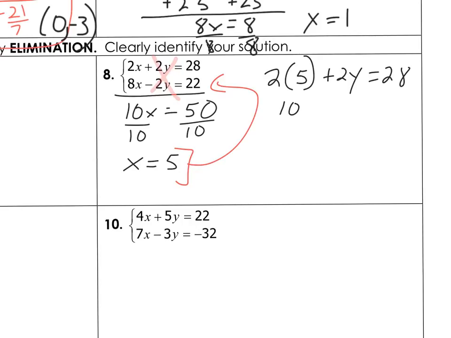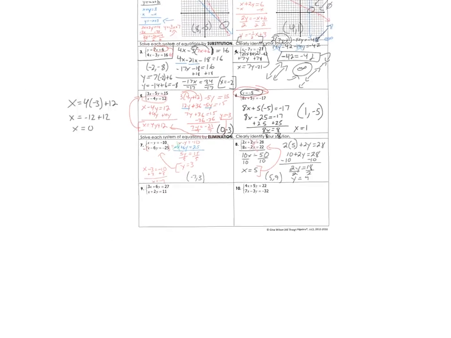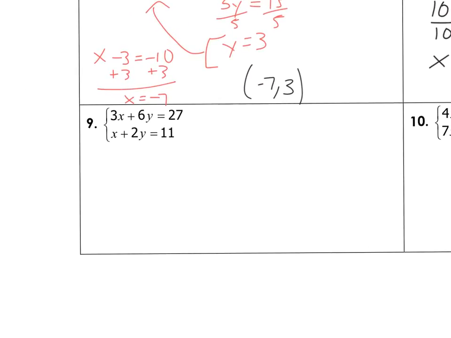2 times 5 is 10. We'd subtract by 10 on both sides. That'll leave us with 2y equals 18. Divide by 2, and you'd get your answer, which the ordered pair would be 5, 9. 2 more to go. I know this has been a long video. So for number 9, we have 3x plus 6y equals 27, and x plus 2y equals 11.